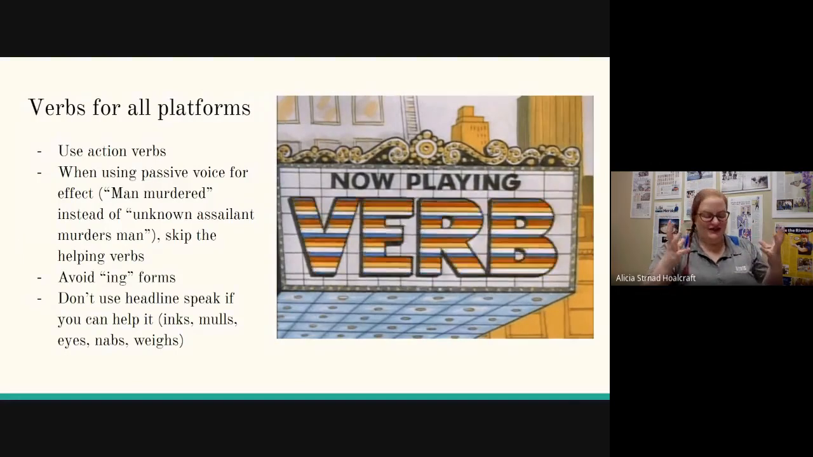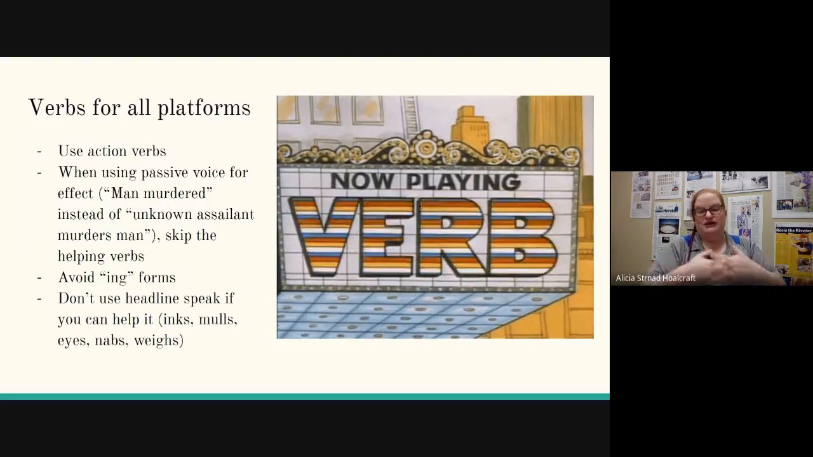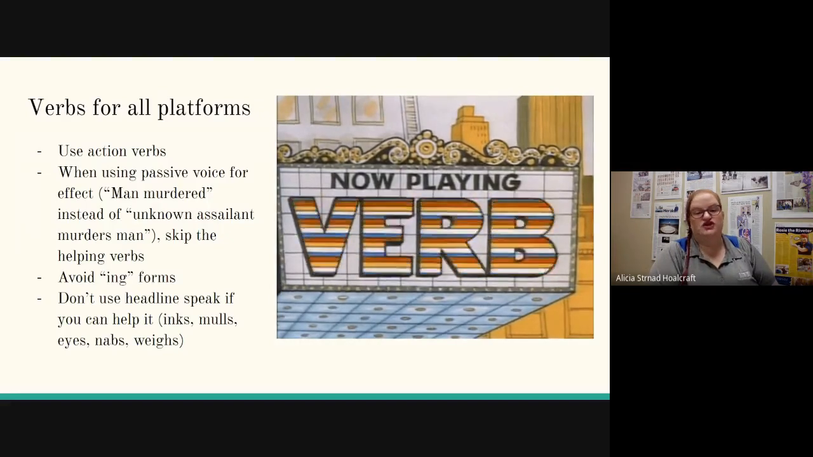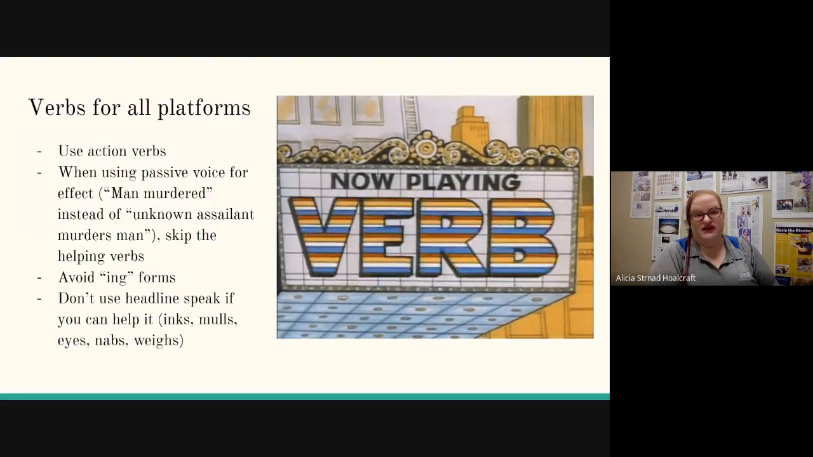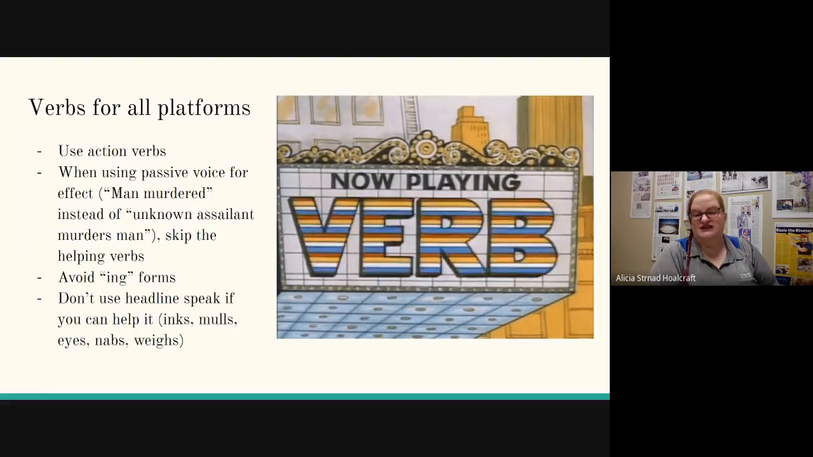So the headline is the marketing of your story. This is you trying to sell your story, telling people, hey, this is what's here. Check it out. You definitely want to read this. And the verb is your strongest sales tool. So use the absolute strongest verb that you can find. Action verbs are the best. So the strongest action verb that's accurate and not sensationalistic to your story.